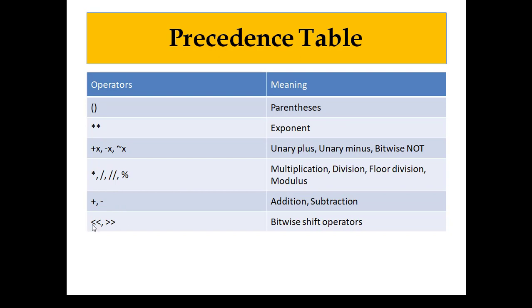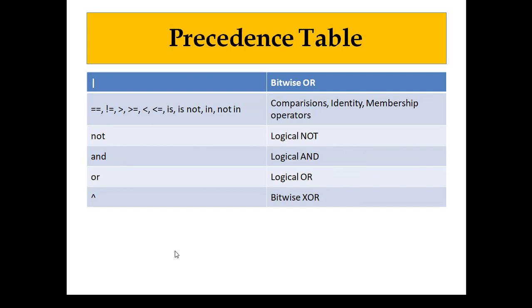Then we have shift operators, shift left and shift right. Then we have bitwise OR. After bitwise OR we have comparison operators like equal, not equal to, greater than equal to, less than equal to, is not, in, not in. Then we have not, that is logical not, and logical and, then logical OR, and lastly we have the bitwise XOR operator, exclusive OR. XOR stands for exclusive OR. In some lectures I will try to show an example with the bitwise XOR operator, don't worry.